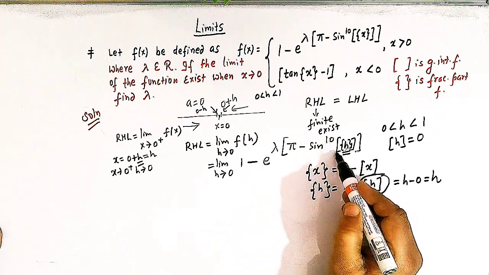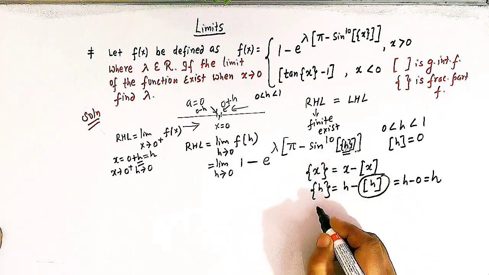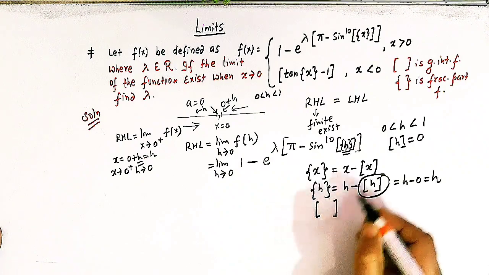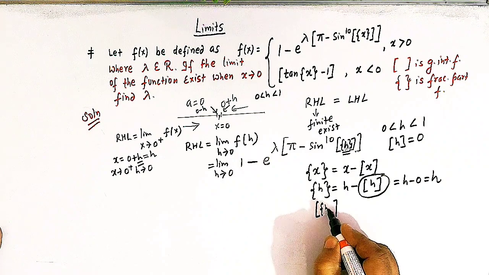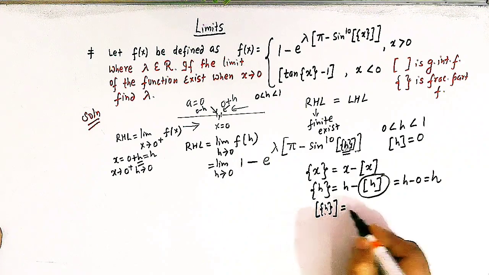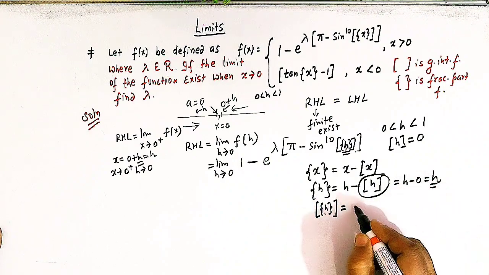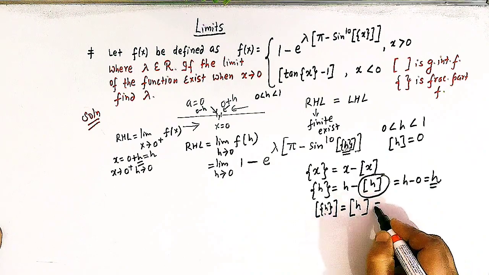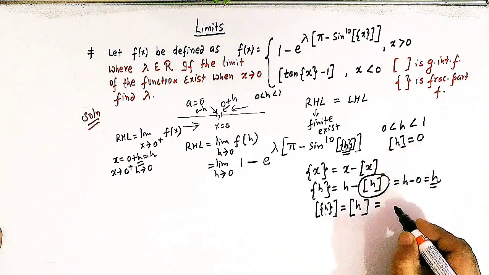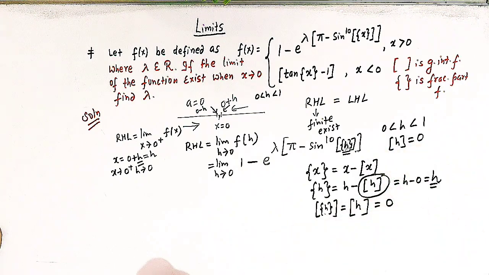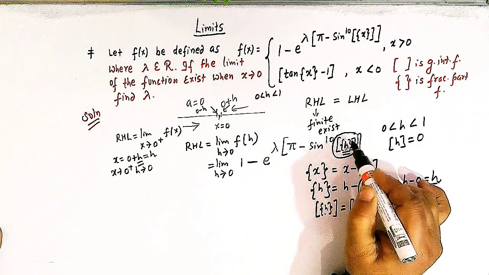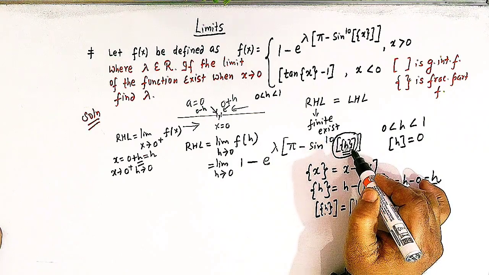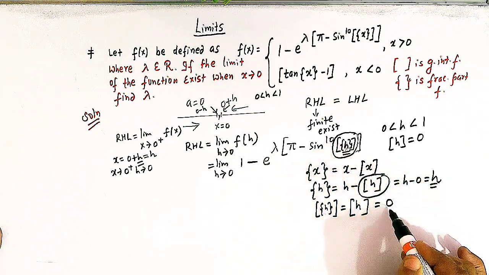Okay, so now here we have greatest integer of fractional part of h. The fractional part of h is equal to h, so we have greatest integer of h, right? Now greatest integer of h is 0. So this term, that is greatest integer of fractional part of h, is 0.